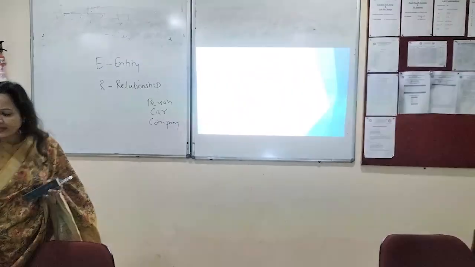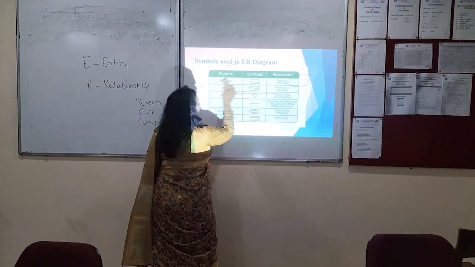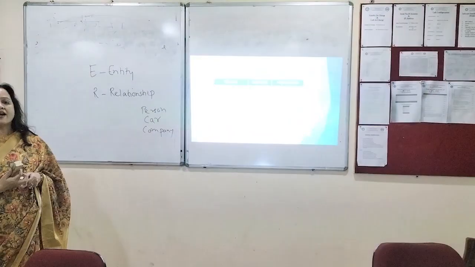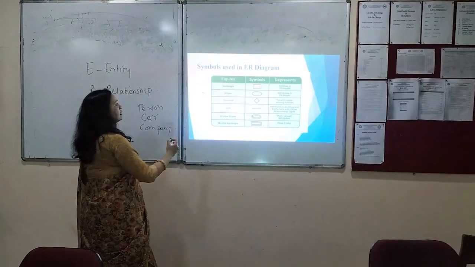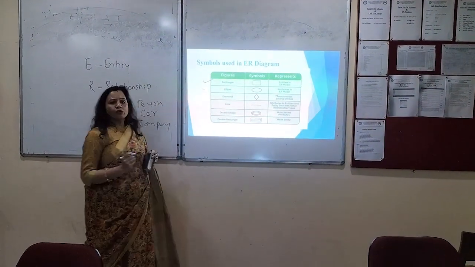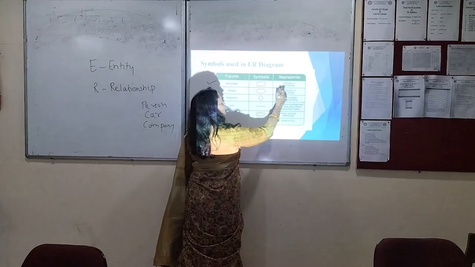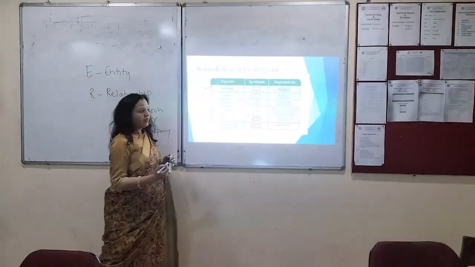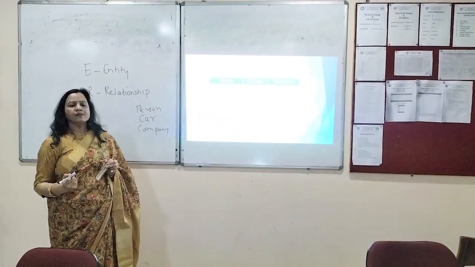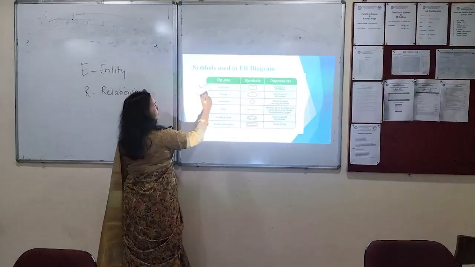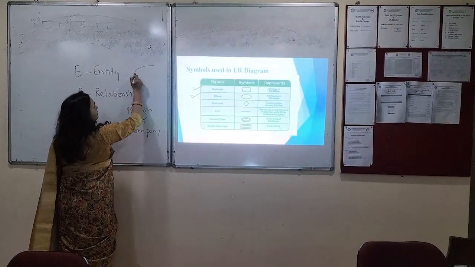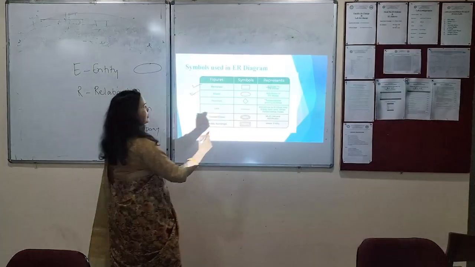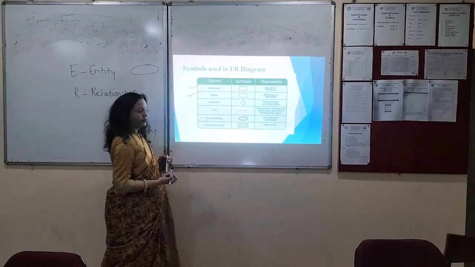Moving over to the next slide. Now these are the symbols that are used in an ER diagram. The first and important symbol is the rectangle. The rectangle represents the entities in the ER model. All these rectangles represent an entity in the ER model. Then comes the second symbol, the ellipse. The ellipse is represented like this, and it represents the attributes in the ER model.